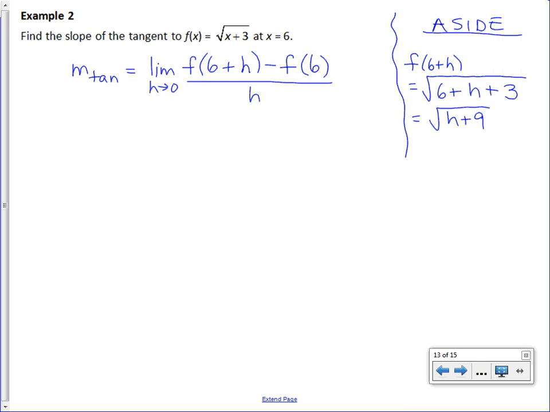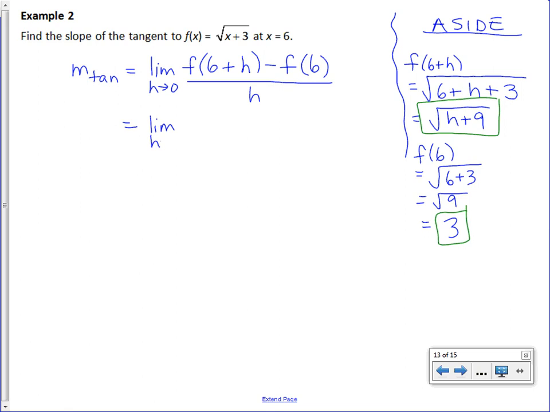Okay. f at 6 is just putting the number in. The square root of 6 plus 3 is square root of 9, which is 3. Okay, so this time these are the two pieces that I'm going to put in. Limit as h goes to 0 of the square root of h plus 9 minus 3 over h.